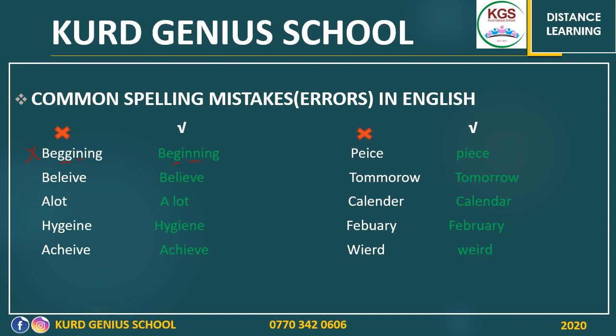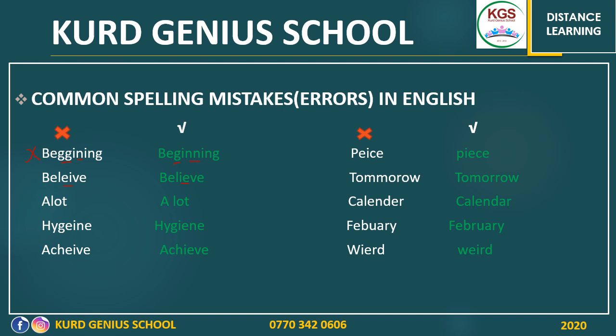One thing that we have to remember, we shouldn't forget, is that the way the words are spelled is different than the way they are pronounced. For example, here, believe. We have EI, but the correct form is IE. I believe you are a genius, that's why you study at KGS, Kur Genius Private School.